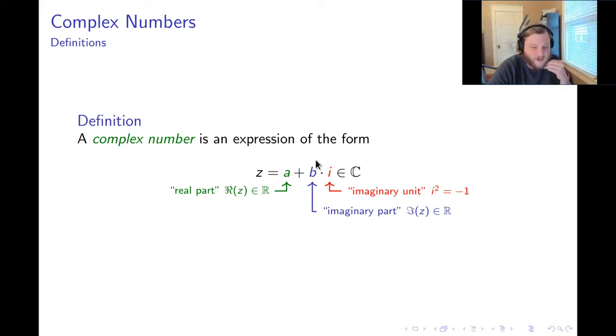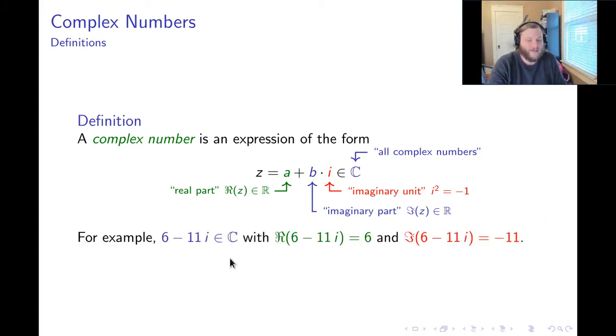Note that we use this special notation to refer to the real and imaginary parts of a complex number. This number a here is often referred to as fancy R of the complex number. That means R stands for real here. And this number b, which is the imaginary part, is written as fancy I of the complex number. Again, I here stands for imaginary. And remember, we use fancy R to refer to all real numbers. To refer to complex numbers, we use fancy C.